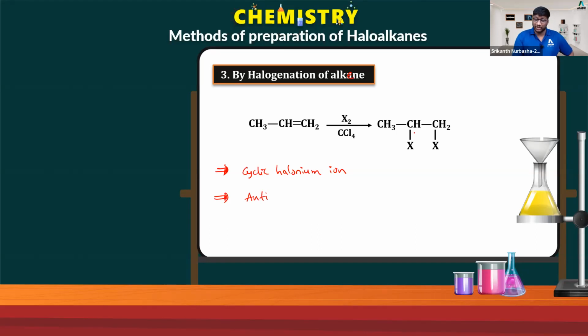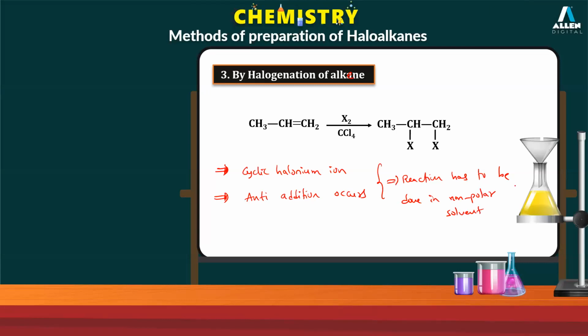Since they have given two halogen atoms on the same side, you should not confuse it with syn addition. Anti-addition occurs. For syn addition, you can think of Baeyer's reagent, and you can think of hydroboration oxidation. Cyclic halonium ion is formed, anti-addition happens. And the reaction has to be done in a non-polar solvent.